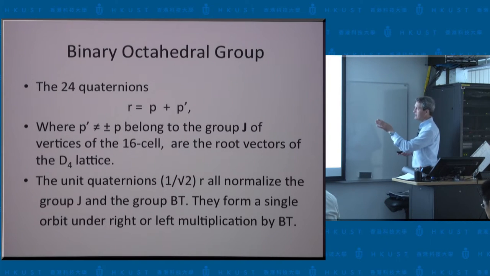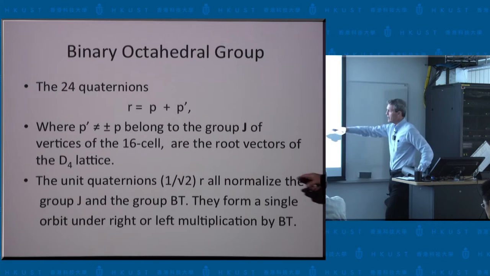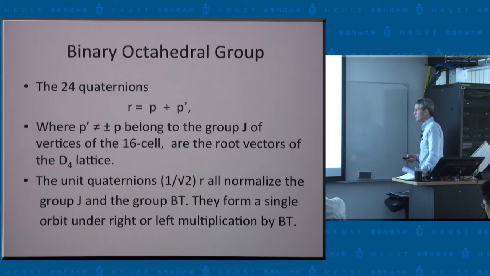I have to explain this later, but these are what are known as the root vectors of the D4 lattice, and we'll meet the D4 lattice in a little while. Okay. Also, if I multiply them by 1 over root 2 to get a normal one, then these will normalize the group J and the group BT, and together with J they give a group of size 48.